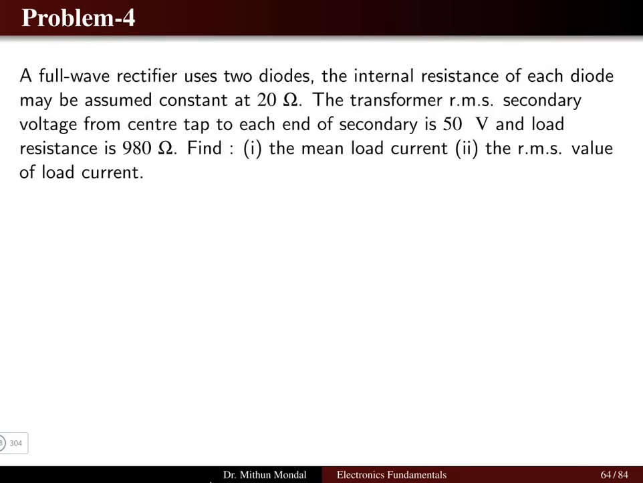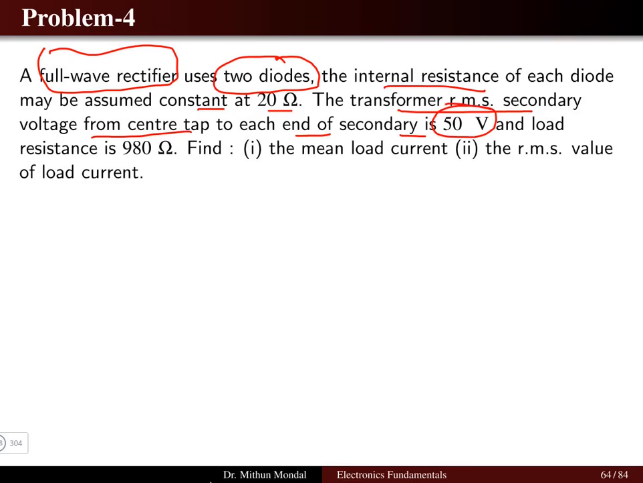Now the fourth problem is based on full wave rectifier, and it is said to be 2 diodes, and we know that 2 diodes are used for center tap transformer. The internal resistance of each diode is constant at 20 ohms, and the transformer RMS secondary voltage from center tap to each end of the secondary is 50 volt. So this is the secondary voltage which is center tapped. The load is 980 ohms. We have to obtain the mean or the average load current and the RMS value of the load current.